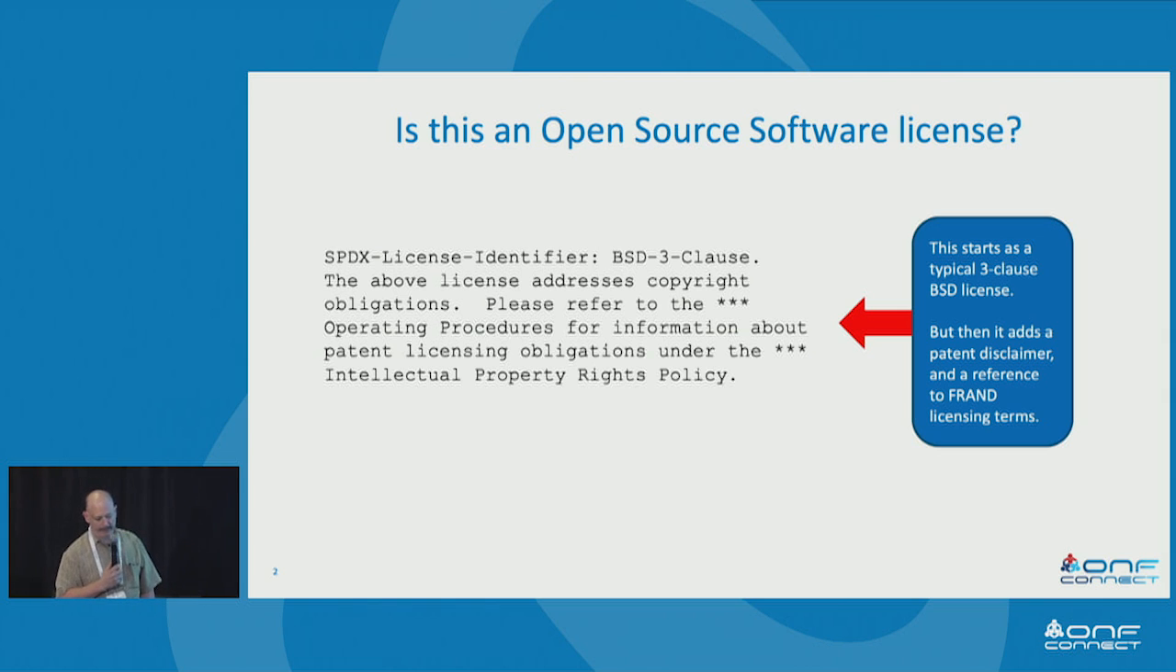I don't know about your companies, but our company, Intel, has some software license identification tools, automated tools, and it can't pick this up. It can't realize that this is not a BSD license. Our tools see the BSD 3-clause identifier and move on. So that's something that we need to be aware of, that this is not really a BSD 3-clause license.